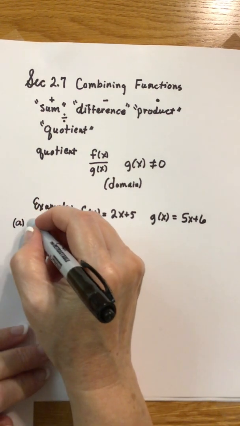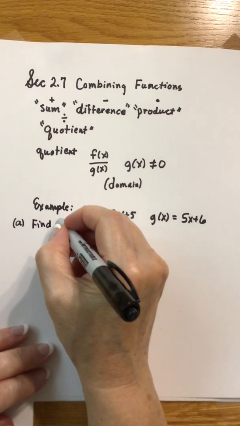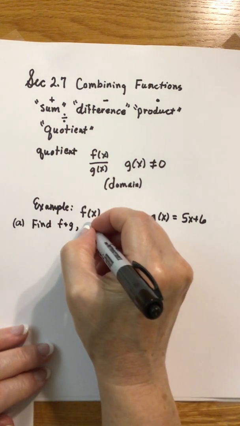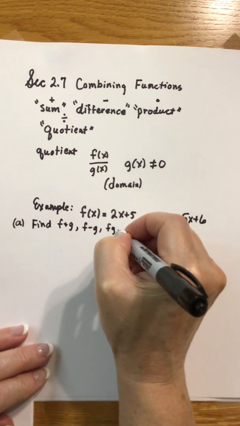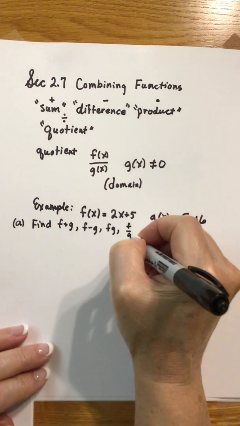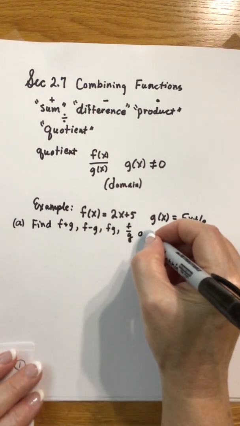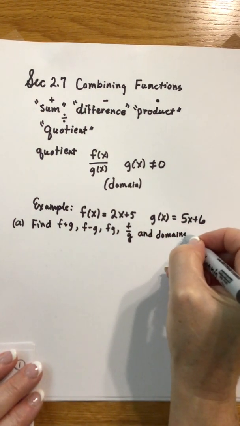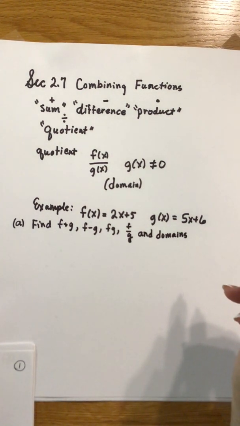So A says to find f plus g, f minus g, f times g, and f divided by g. And then it says, and their domains. Okay, give everybody a chance to catch up to that point first.